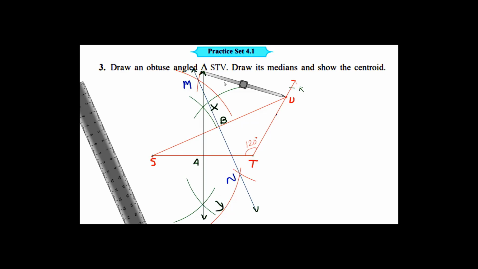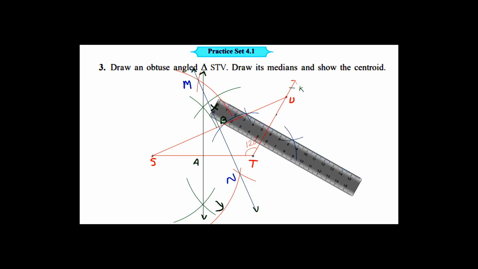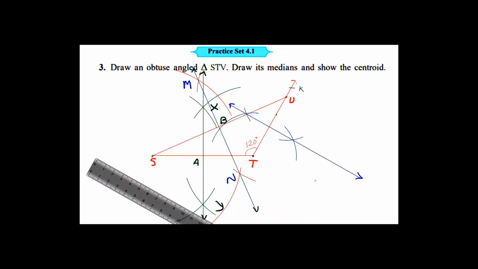Again, repeat this process. Take sufficient distance and put the pointed tip on point T, and draw an arc on both sides. Then again, put the pointed tip on point U, keeping the same distance of the compass, and draw an arc intersecting the first arc. Give the name of the line. This one is line EF.